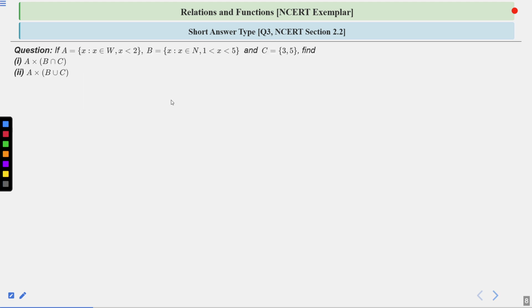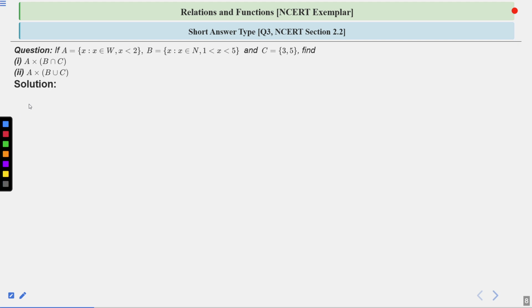In this question, we are given 3 sets, out of which 2 are in set builder form. A is the collection of all whole numbers which are strictly less than 2, and B is the collection of all natural numbers which are strictly greater than 1 and strictly less than 5. C is a set in roster form: 3, 5. Just find out 2 Cartesian products, A cross B intersection C and A cross B union C.